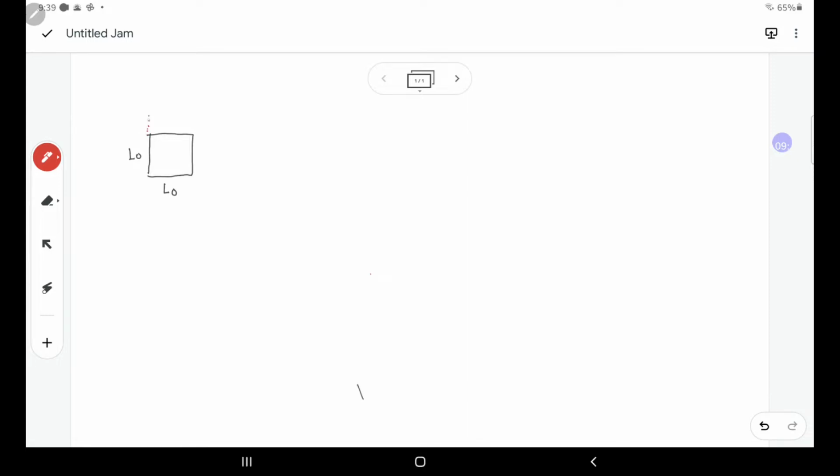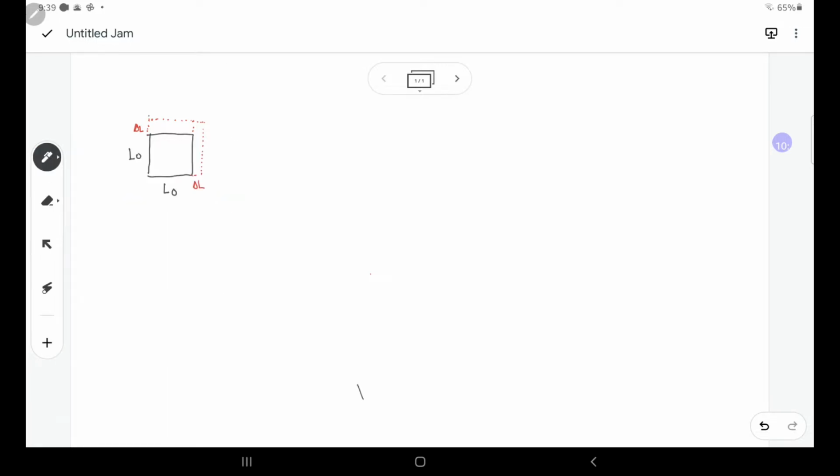So for example, when there is a change, this one will also change. So this one is delta L, this one is delta L. Okay, clear?